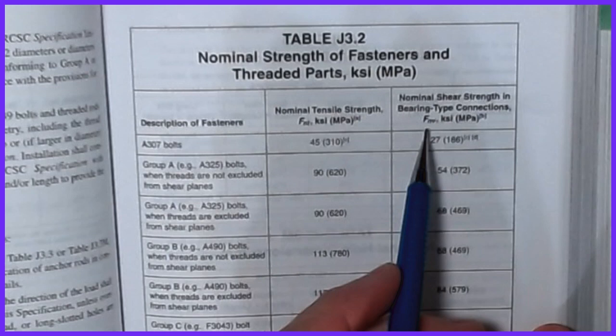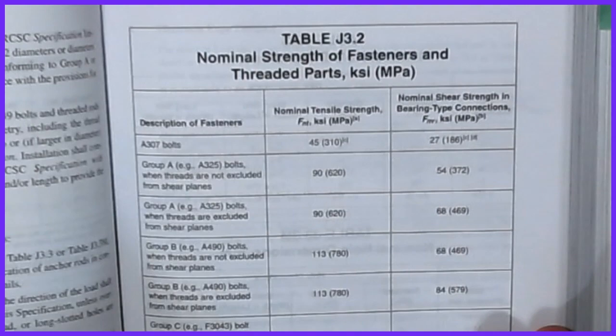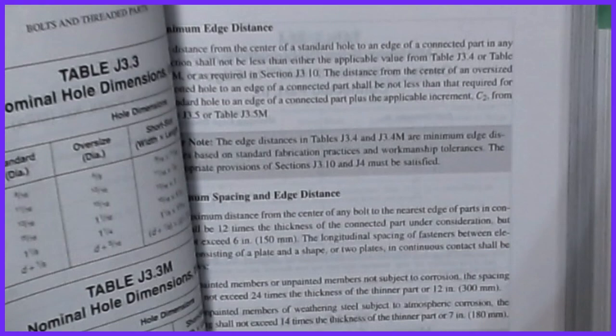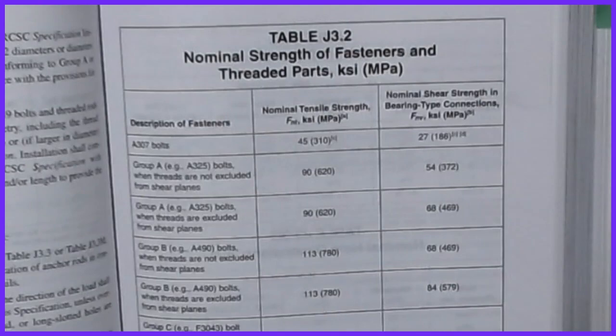And then we have the FNV value for a particular grade of bolt. Okay, so for Group A, these are the lines that we're dealing with usually. All right, the FNV is going to be 54 ksi, and it's 90 ksi in tension. So a lot of information comes out of this table. In fact, a lot of the information that we're going to be dealing with, such as the nominal hole dimensions that you see on the next page, and even edge distance values, all come out of this particular section within two or three pages. So if you're bookmarking, this is generally a really good section to bookmark when we start talking about bolts.